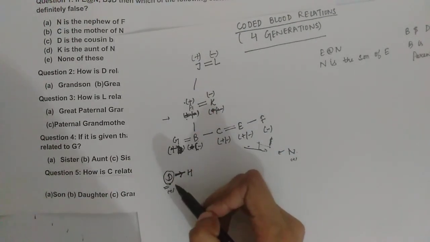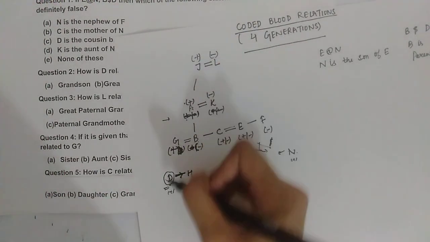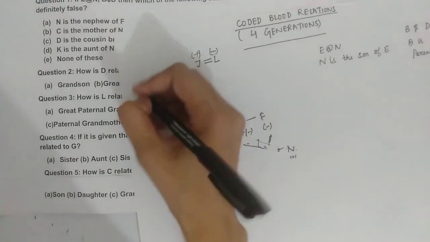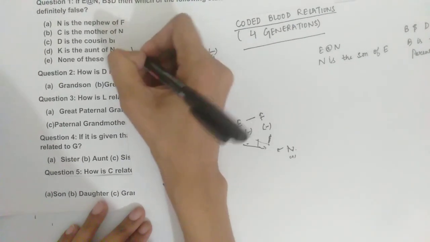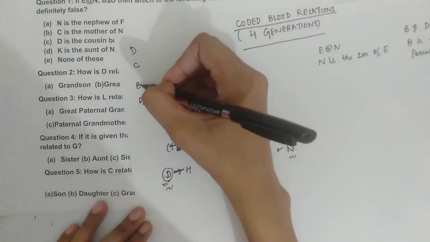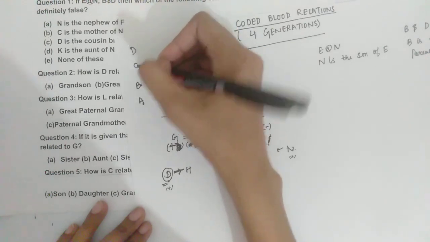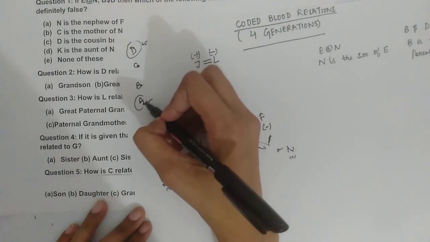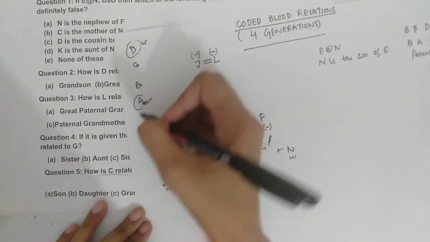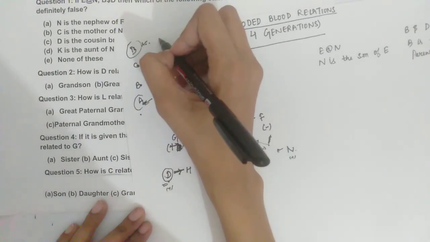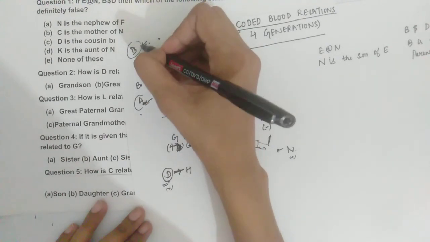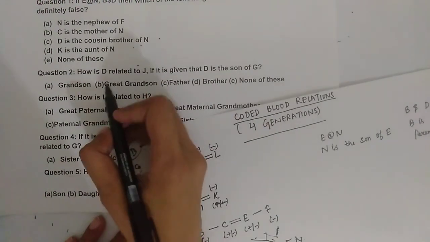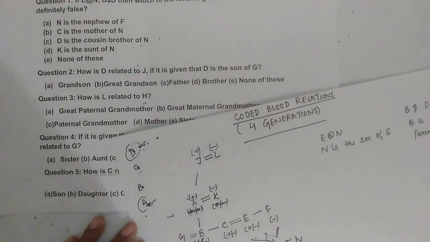D will be great grandson of J because there are gap of 2 generations between them. Fine. If this is first generation, second generation, third generation, fourth. If A is the son of B, B is the son of C, C is the son of D, then how will A relate to D? Great grandson. And how will D relate to A? Great grandfather. Fine, because it's grandfather's father, so it will be great grandfather. So option is here great grandson, option B.